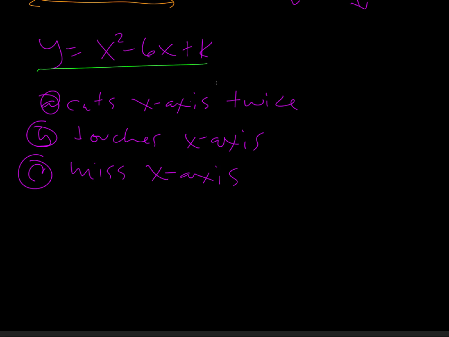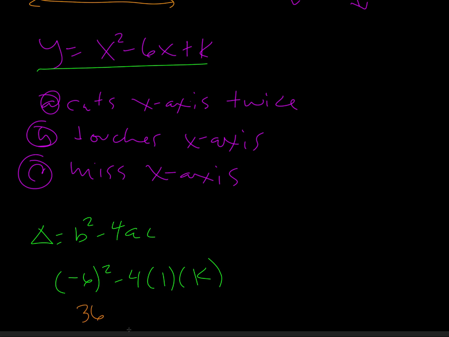Okay, so what we're going to do, we're going to plug this in. I know this is a k, but we're going to still plug it into the discriminant formula. And so I get -6 squared minus 4 times 1 times k. Now we square that, we get 36, and then this is going to be -4k. Now we need to go through all the scenarios. So to cut the x-axis twice, we need this to be positive.